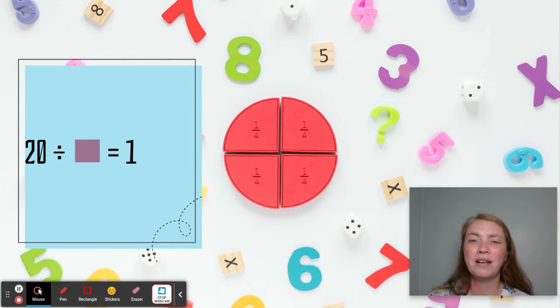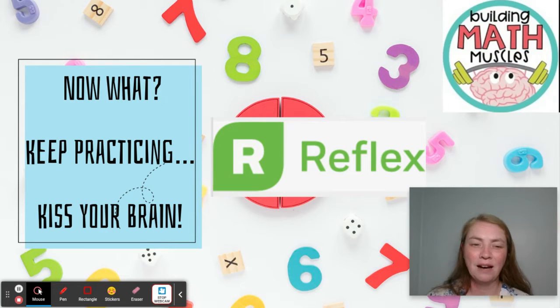20 divided by what number will be equal to 1? The answer here is 20. 20 divided by what number will give us 0? The answer is 0.